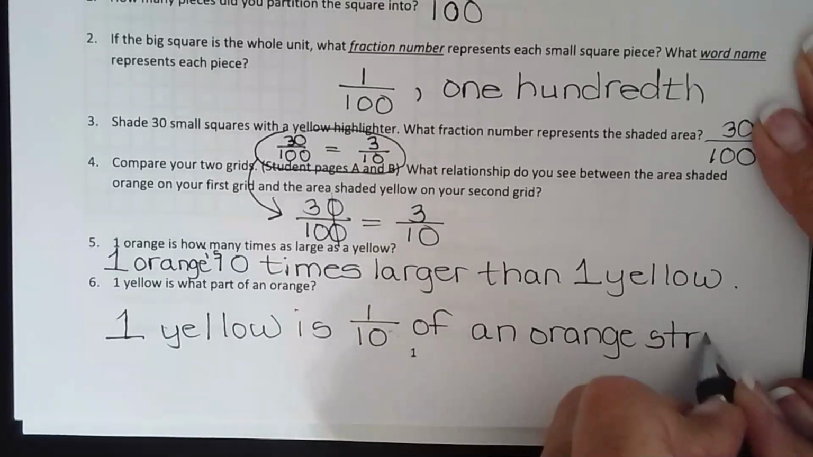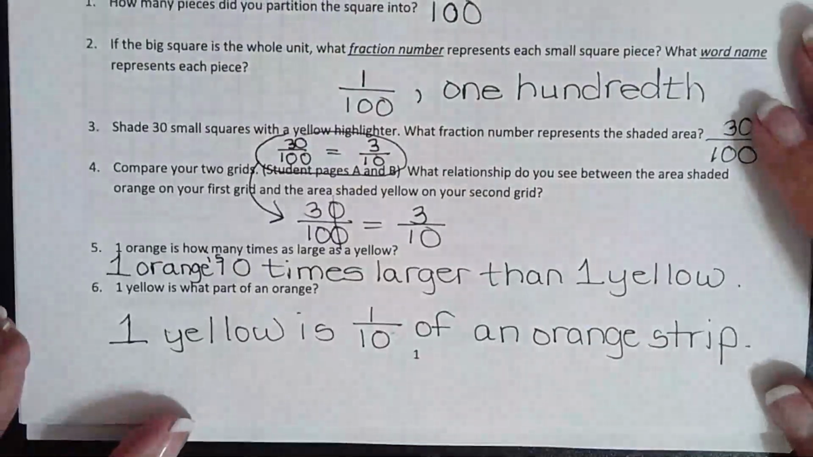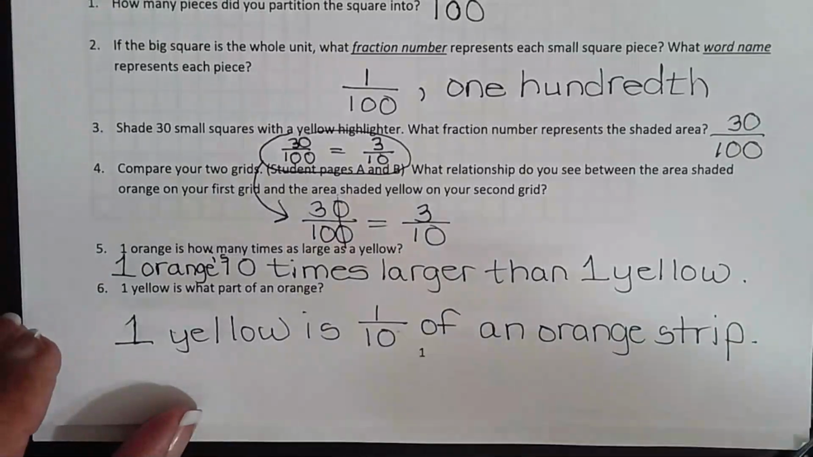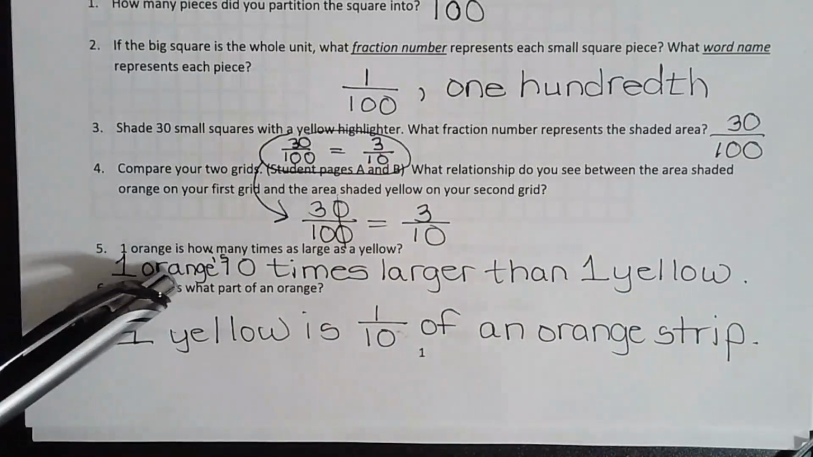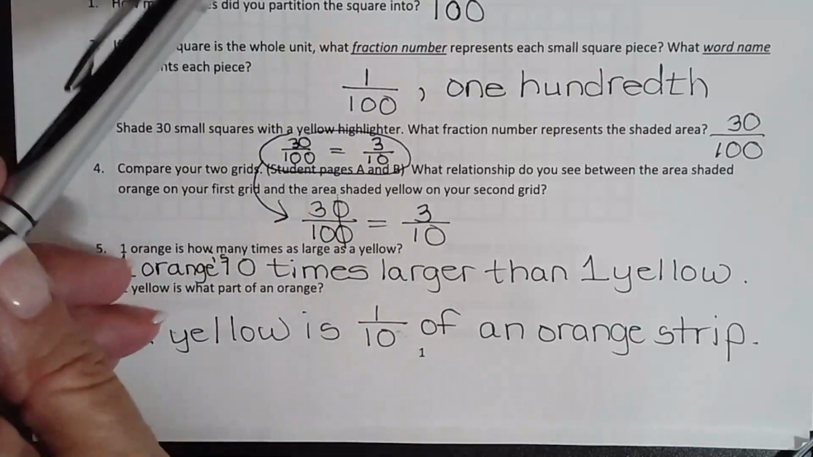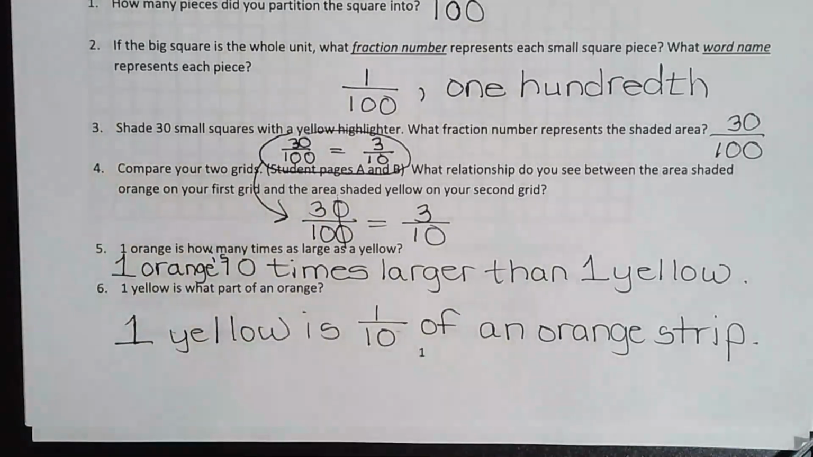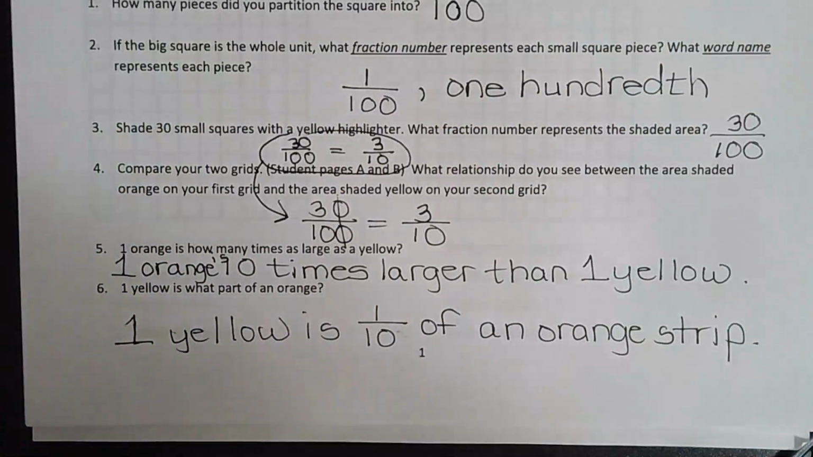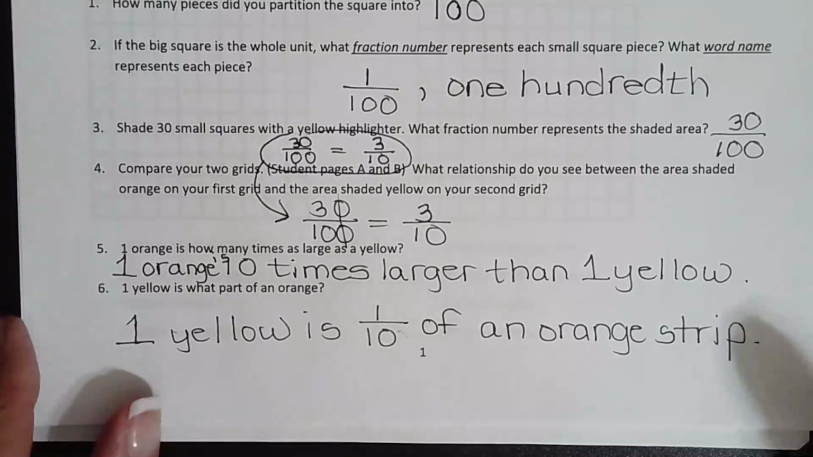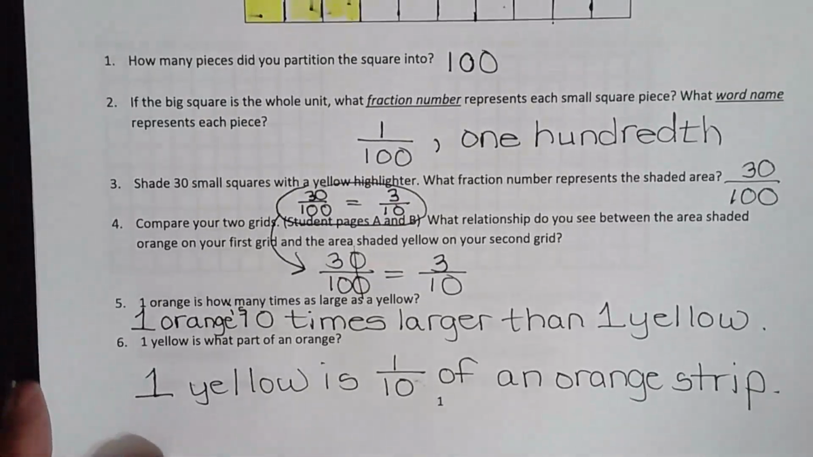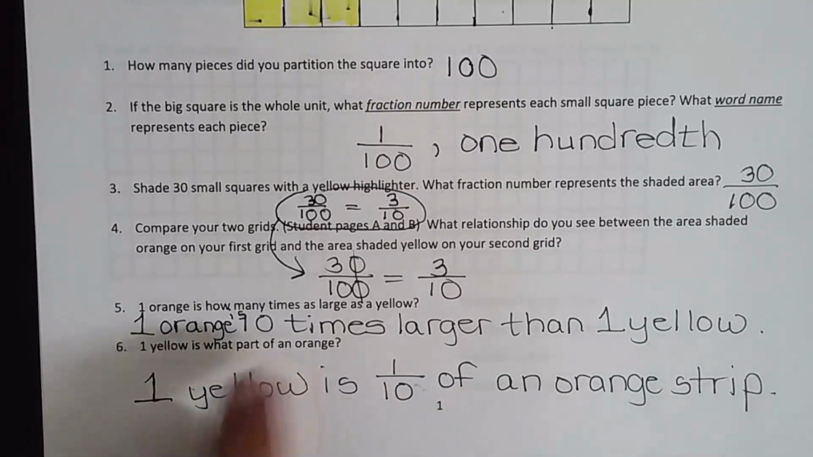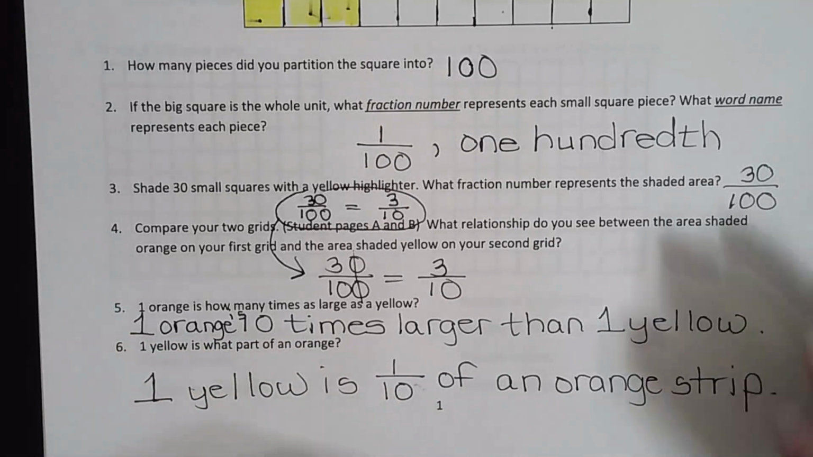See how the order makes a big difference? 1/10 is not the same thing as 10. So 1 orange strip is 10 times bigger than a yellow box. But 1 yellow is 1/10 of an orange strip, because an orange strip consists of 10 yellow boxes. Okay, so order matters, and that's going to be important, especially when we get to Module 3. So the order they ask, a yellow is what part of an orange? 1/10 of an orange.